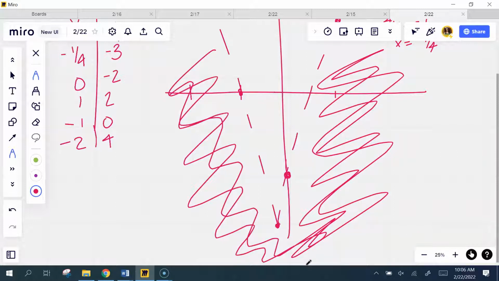Anything else on your homework? What? Yeah.